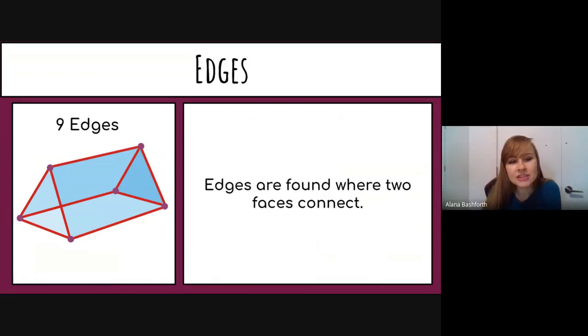Next up, we're talking about edges. Again, with the triangular prism, there are 9 edges on that. If you were to build this object with marshmallows and toothpicks or spaghetti strands or whatever, you would count how many toothpicks or spaghetti strands you had, all of the red pieces. So there are 9 on here.